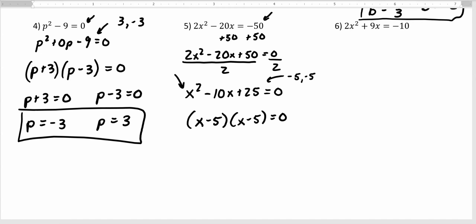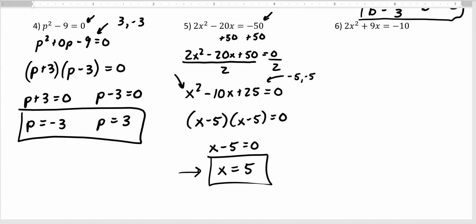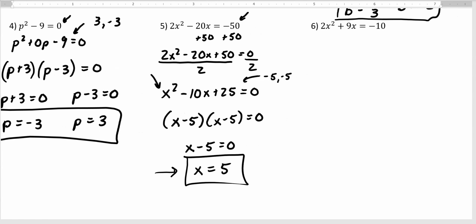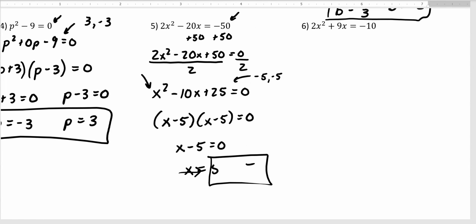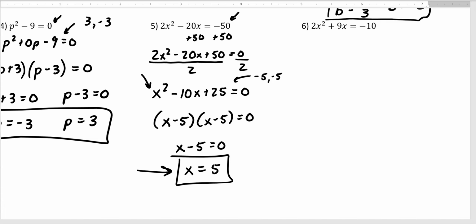This is a case where we only have one solution. There's no point in putting both of these equal to 0, because they're the same factor and will give me the same answer. So I just do one, and I find that x equals 5. Remember, at the beginning I said it's possible to have two solutions, one solution, or no solution. This is an example where we only have one solution. Let me box it. Good.